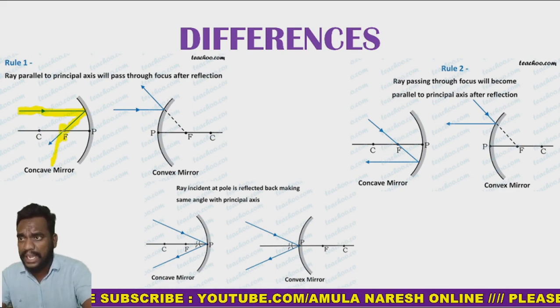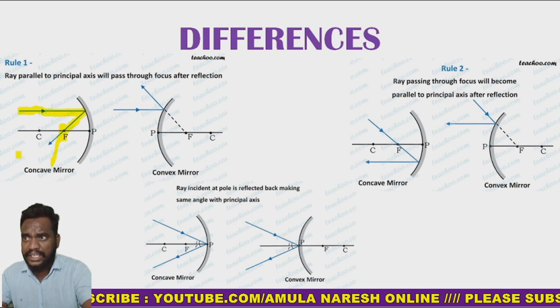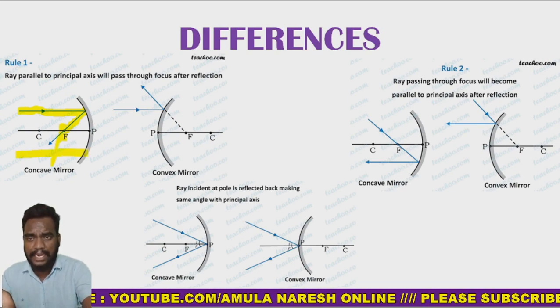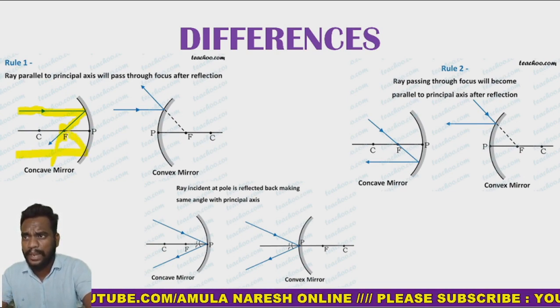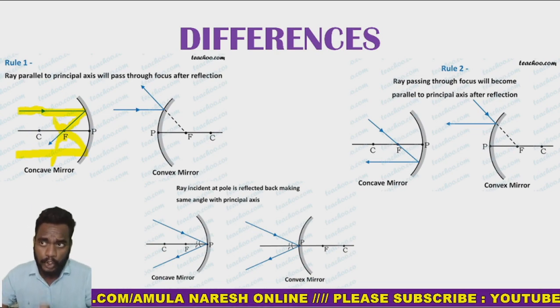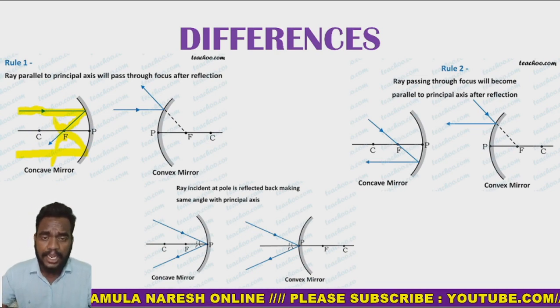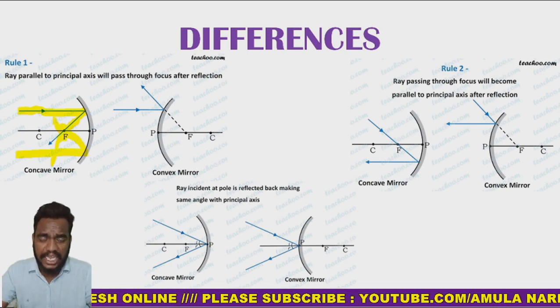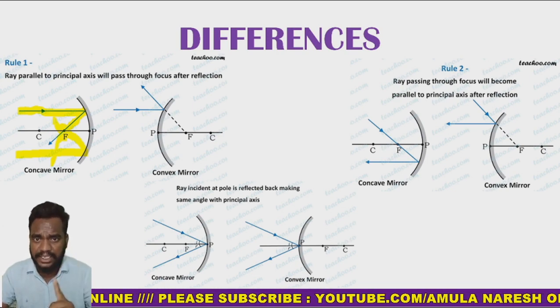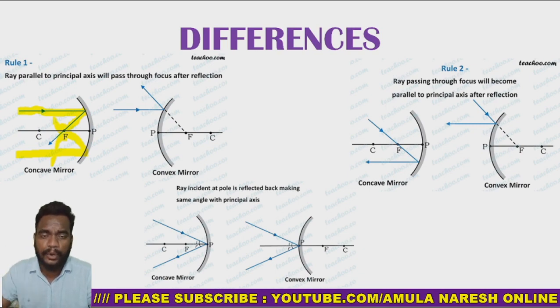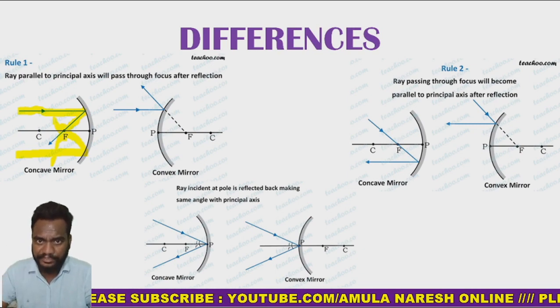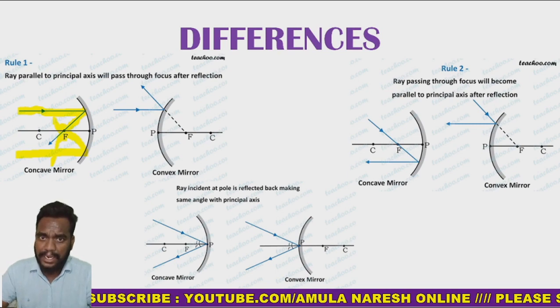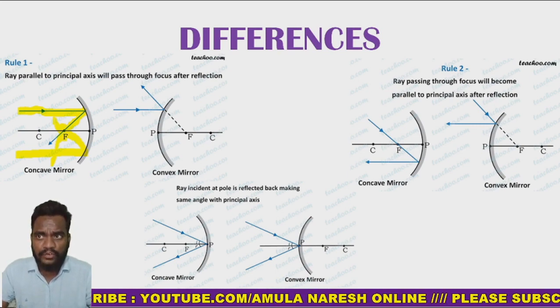If there is one more ray passing parallel to the principal axis, even this one will also pass through the same point. That means all the rays which are parallel to the principal axis, after the reflection, will meet at a single point on the principal axis and that point is the focal point. This is rule number 1. That is, if the light ray is parallel to the principal axis, it will pass through the focal point.